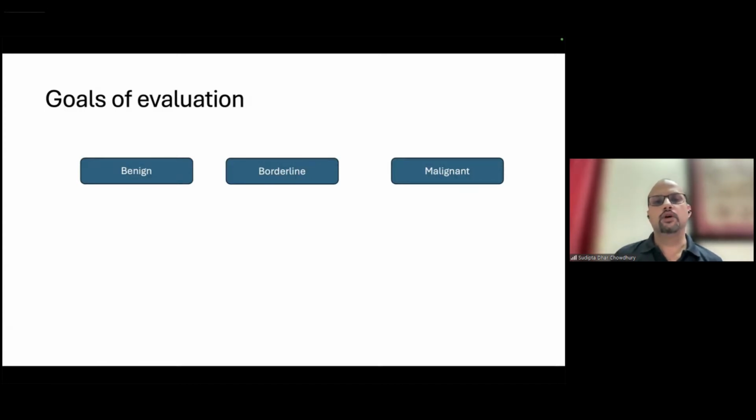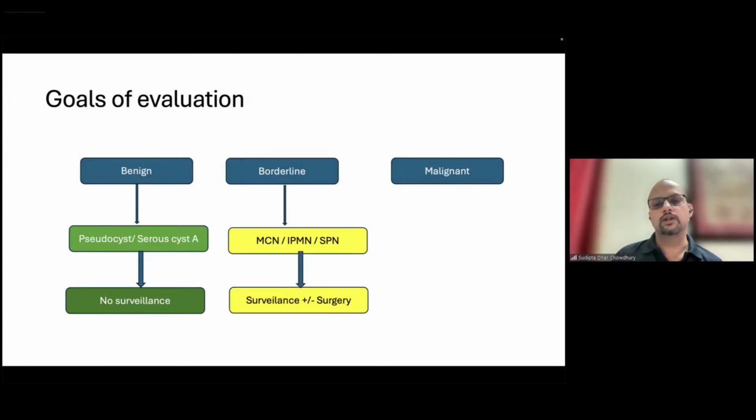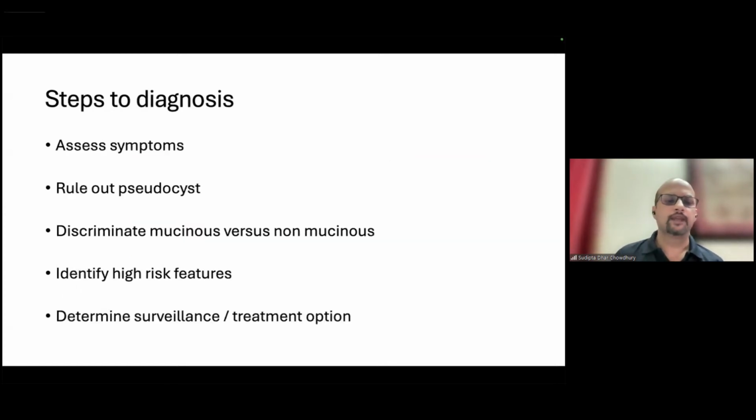The idea is not to offer surgery to patients who are benign, because that would increase the risk and morbidities. So, benign lesions like pseudocyst or serous cystadenomas do not require any surveillance. However, borderline lesions like mucinous cystic neoplasm or IPMN require surveillance or surgery. And malignant lesions, where there is invasive cancer, require surgery. The goal of evaluation is primarily to discriminate between these three entities, because that would determine our treatment strategy.